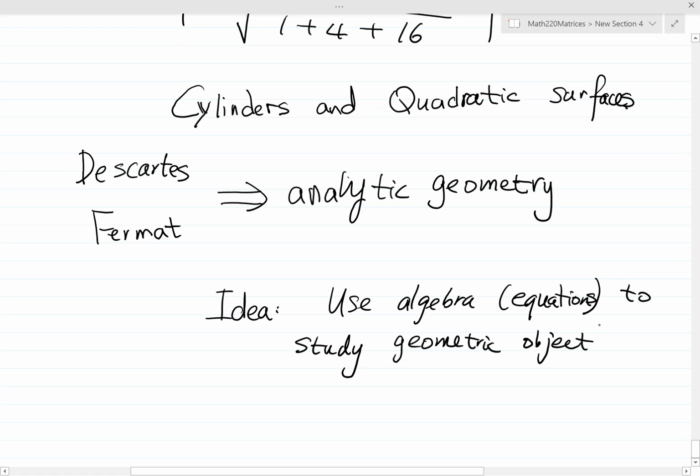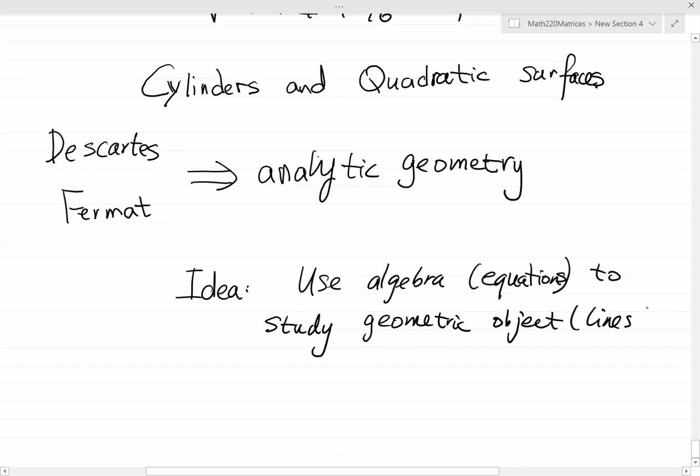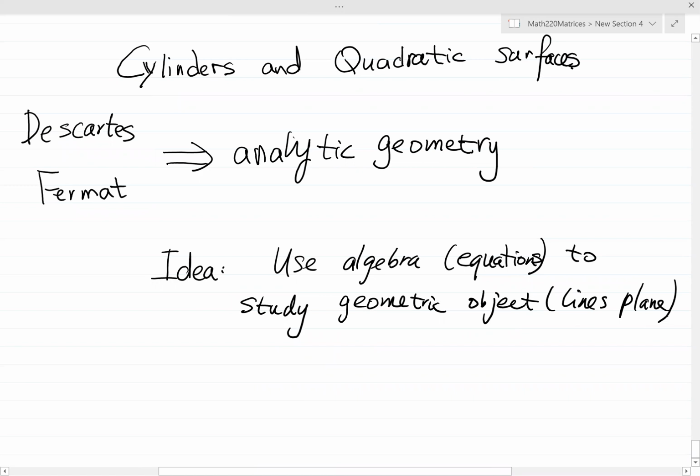Geometric objects, for instance, lines and planes. If we can write down the line equation, we can write down the plane equation. To find the intersection, we need to find the simultaneous solution to both equations. For the intersection of two lines, we just solve the corresponding equations, find the simultaneous solution to the equation system, and then we find the intersection.